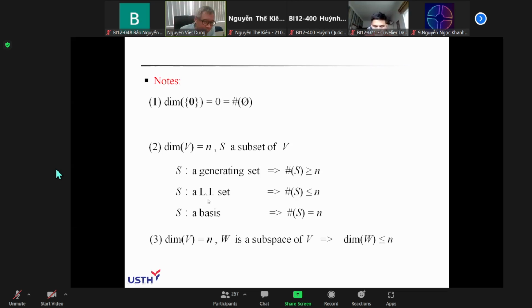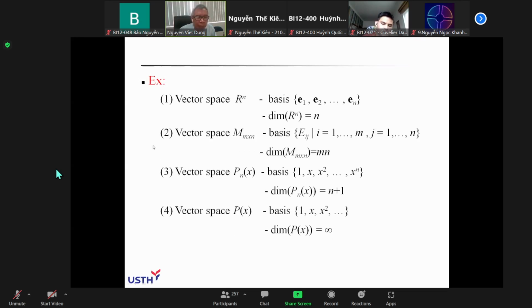And if S is a linearly independent set, then the number of vectors in S cannot exceed n, meaning it is less than or equal to n. And in case S is a basis for V, then the number of vectors in S is exactly n. Our example in the previous slide shows us the space Rn has dimension n. The space of m by n matrices has dimension m multiplied by n, because we count the number of vectors inside the standard basis here.